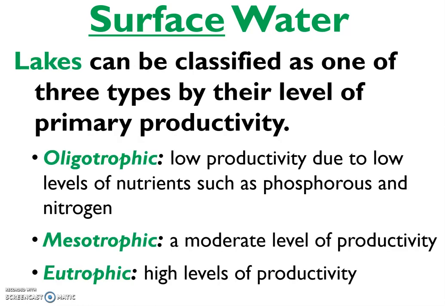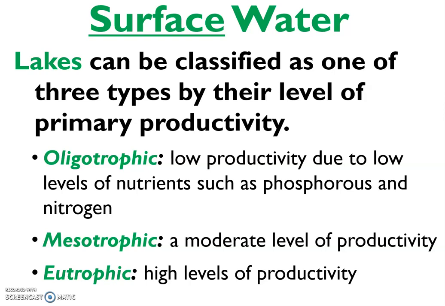Continuing on now with surface water. Surface water is primarily made of lakes, which are larger bodies of standing water, and ponds, which are smaller bodies of standing water. And both lakes and ponds can be classified based on their level of primary productivity. Remember, productivity means the amount of photosynthesis and so forth that is going on in a particular habitat. So the three types of primary productivity produce either oligotrophic lakes, mesotrophic lakes, or eutrophic lakes.